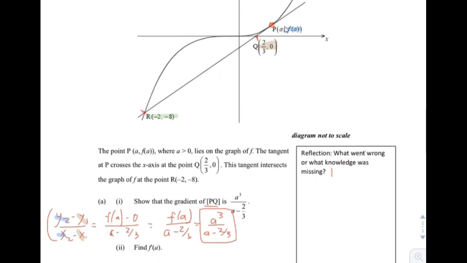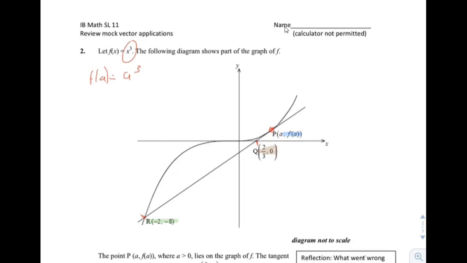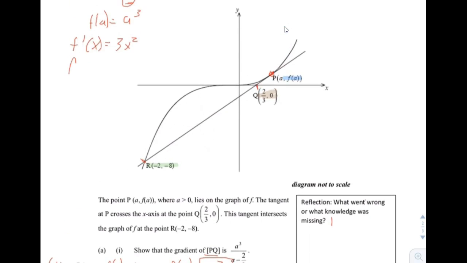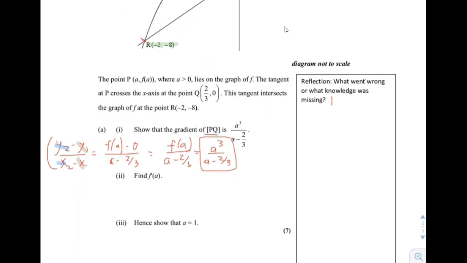We know the function, it's x cubed. The derivative of the function is 3x squared. If you remember, you could use first principles, or you could just use the power rule, which we inferred from our investigation. So f prime of x equals 3x squared. So f prime of a is just equal to 3a squared, right? So we can put that in here. We could put equals 3a squared. Okay. Then it says, hence show that a equals 1.